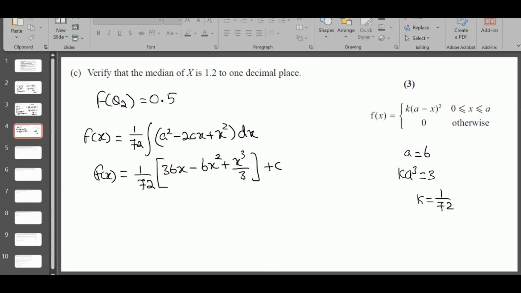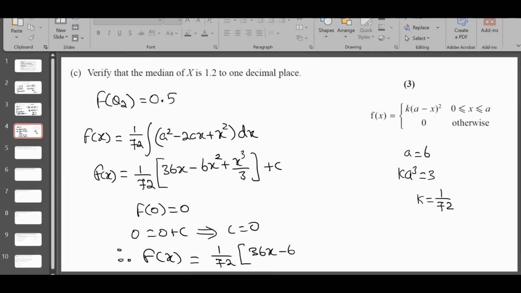Now this value is also 6, right? We can sub in 6 here, not here. In this function you will get 1, or F of 0 is 0. That's the first condition, right? Since the lower limit is 0, I'm going to find the value of c now. When you sub in 0, everything becomes 0. That gives us c is 0, therefore F of x is 1 over 72 times (36x minus 6x squared plus x cubed over 3).